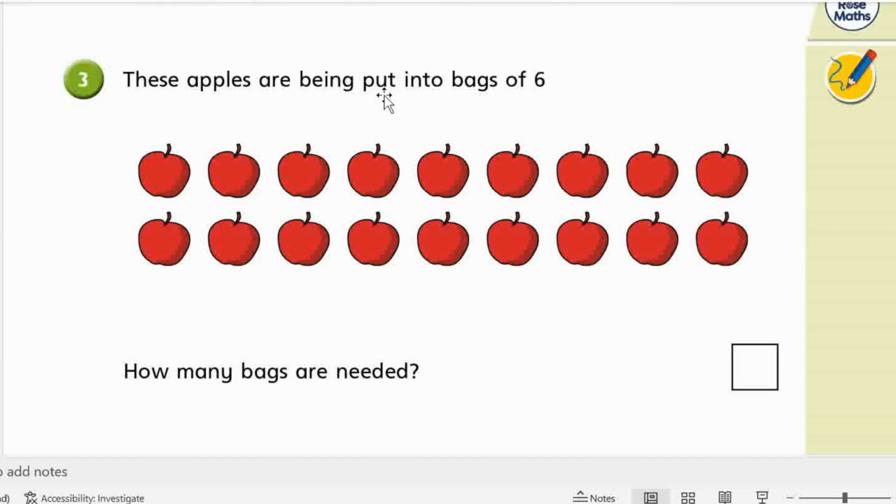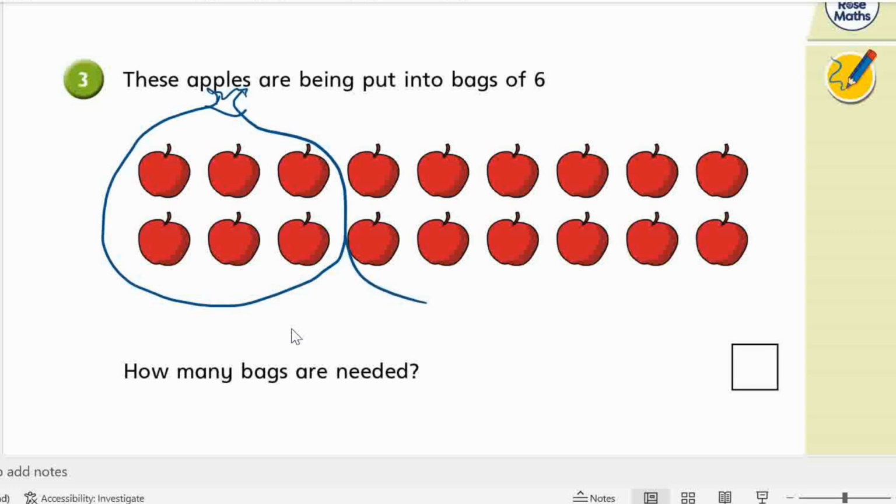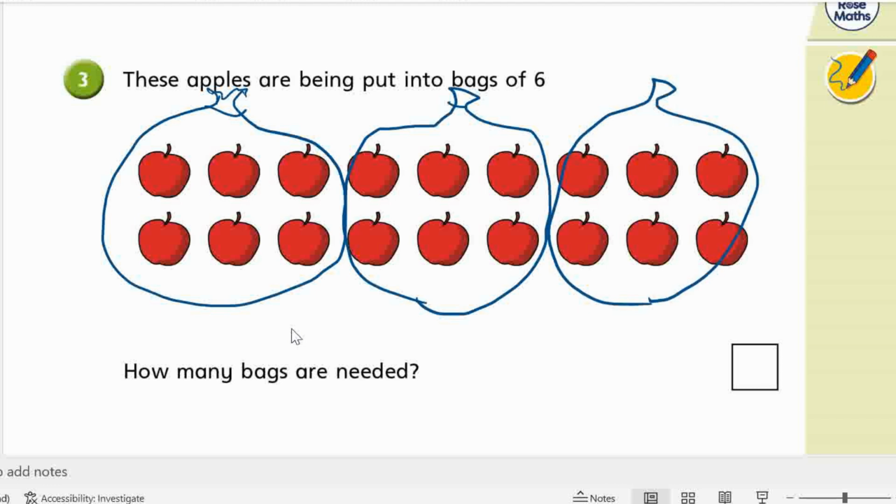These apples are being put into bags of 6. How many bags are needed? Okay, so, well, we'll put them in a bag. It's 1 bag. Yeah, you can see that, can't you? It's 3 bags. I don't have to draw them all, but, whoops, that one's outside the bag. Anyway, 3 bags.